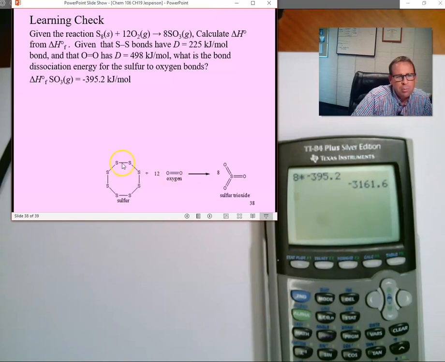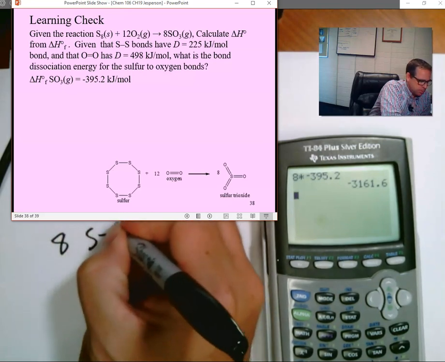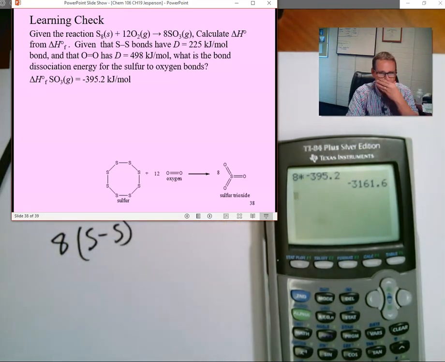All right. What bond energy, or how many bonds am I breaking here? Alyssa, how many bonds am I needing to break on my reactant side to get to my products? Is it 8? 8 of my sulfur-sulfur bonds? Yes. Yeah. I think so. Okay, so I have 8 sulfur-sulfur bonds that need to be broken. What else needs to be broken?